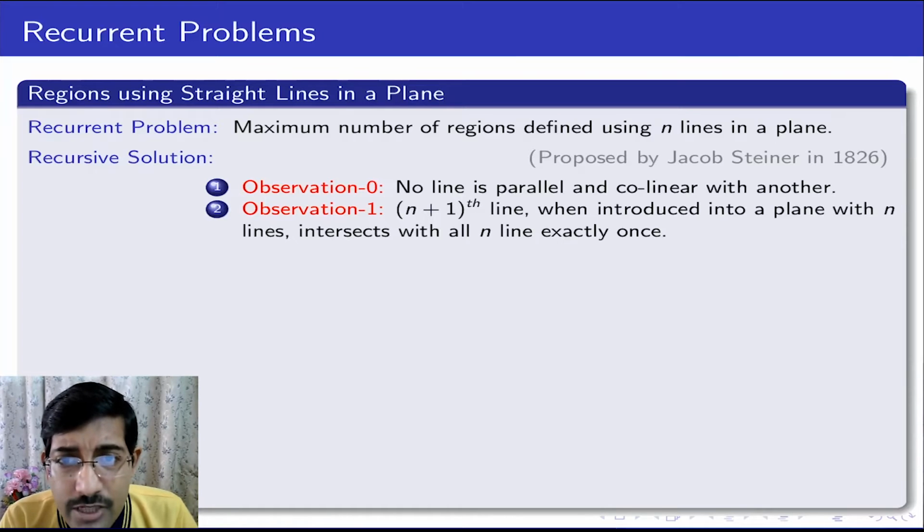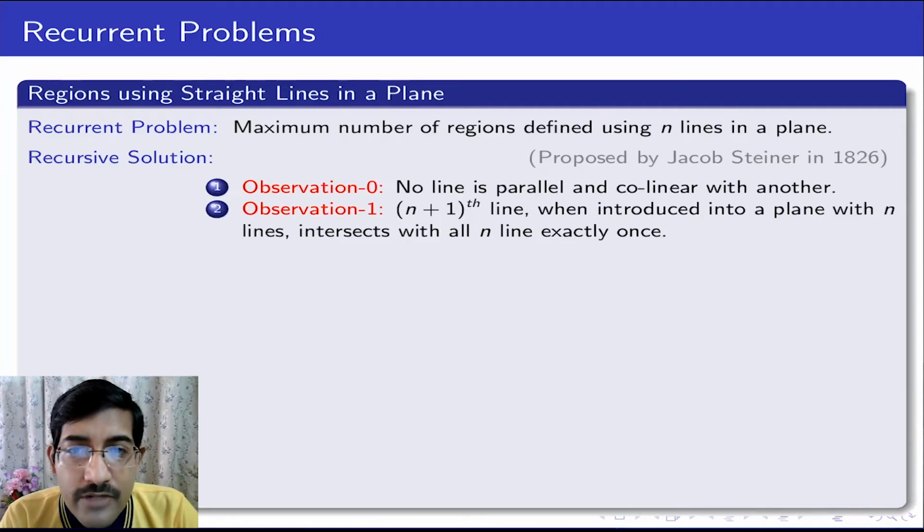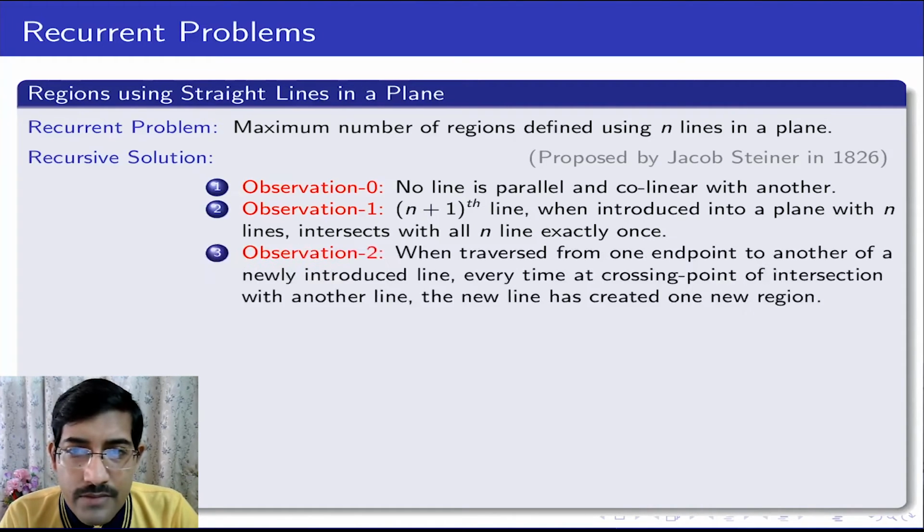If we could somehow frame that observation, then we will say the number of regions for n plus 1 lines is equal to the number of regions for n lines plus the observations that I will get for the n plus 1th line introduction. So, the first observation was that it intersects with every line exactly once. The second observation, which is most crucial, is: start from one end of this n plus 1th line and proceed to another end. You will see that every time it just intersects a line, just before that, it bifurcates or divides the previous region into two.